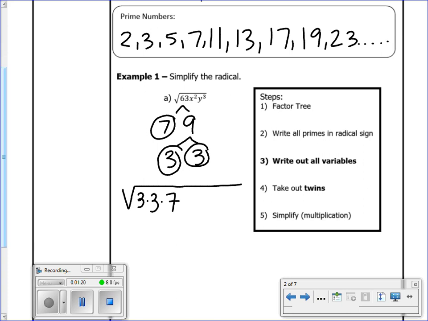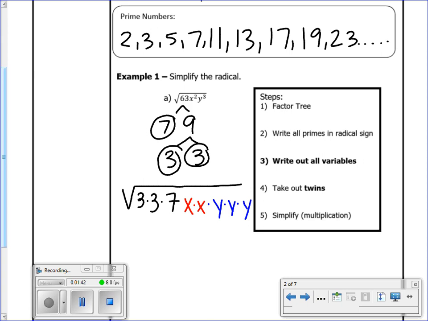Now the difference is because we have an x squared and y cubed, you want to write out all of the variables as well. So an x squared is really telling me I have two x's. So I'm going to write that out as x and x. And the y cubed tells me I have 3 y's. So I write that out as y, y, and y.